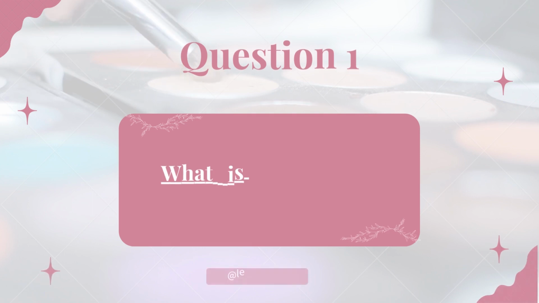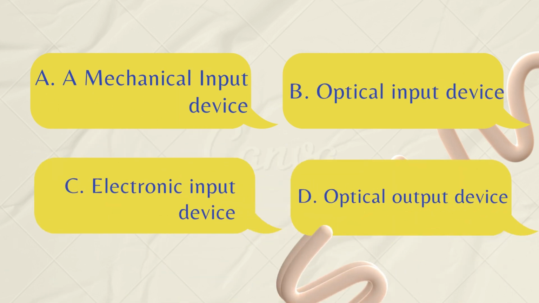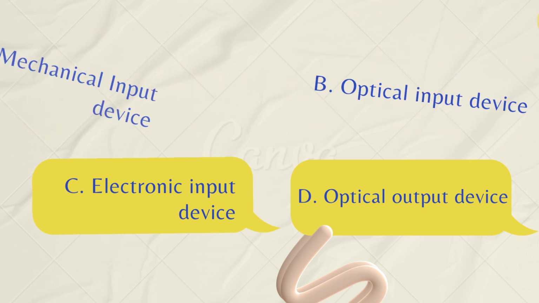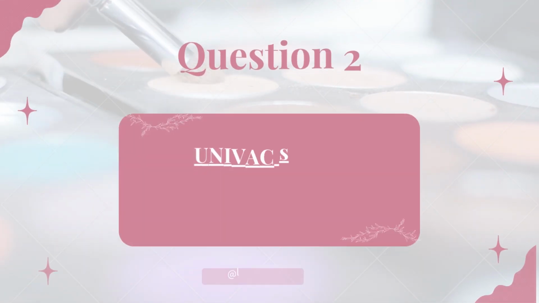Question number 1. What is a light pen? Option A, a mechanical input device. B, optical input device. C, electronic input device. D, optical output device. The correct answer is B, optical input device.